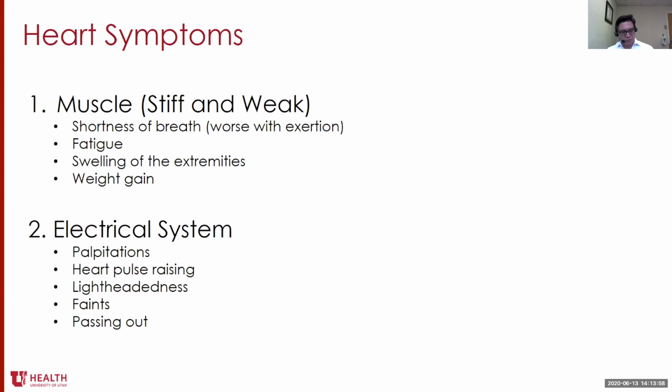You can notice or feel like your pulse is faster, or you can become lightheaded because your pulse is too fast. On the other hand, if your electrical system is too slow and your pulse is going too low, you might also have faints or passing out. But either way, if your pulse is too fast or too low, you can faint and pass out. So those are the major symptoms for patients with amyloidosis.